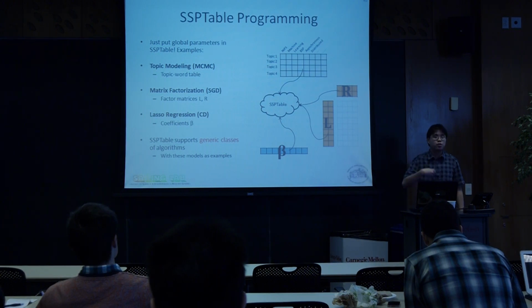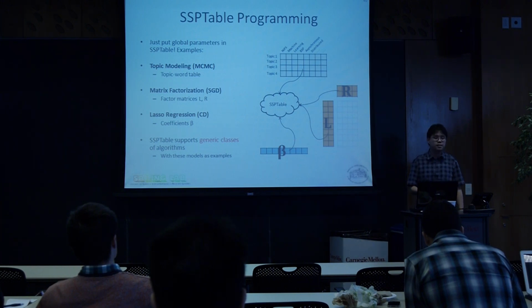If you're doing some sort of regression, logistic, LASSO, whatever, and that's a coordinate descent algorithm, usually you'd put the coefficients beta into the SSP table. If you're doing matrix factorization, you have the 2 factor matrices, which I'll call L and R. Those are global, and again, you put them in. And matrix factorization is usually something we might solve via stochastic gradient descent, for instance.